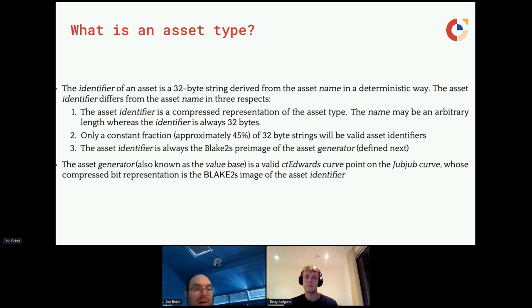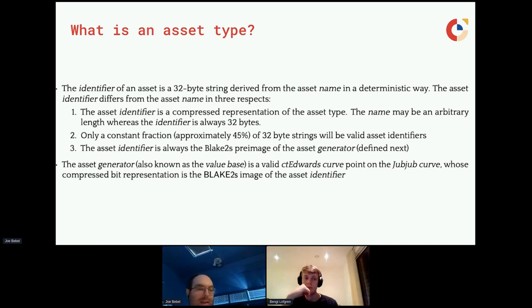It imposes a cost of not just CPU but memory usage, and if you're concerned about your proving performance on, say, mobile devices, you really want to make sure that your performance in the circuit is really good. And so we just impose by fiat this requirement that you take a Blake2s hash of this asset identifier and you get the asset generator.